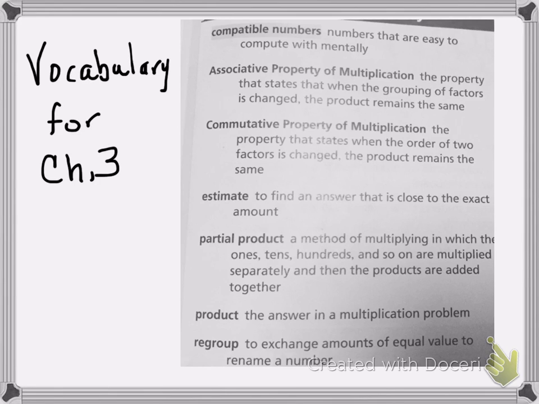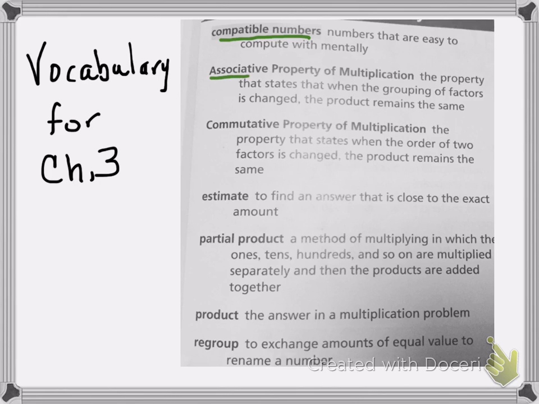All right, boys and girls, here's your vocabulary for Chapter 3. These are some of the words that we're going to want to see in some of your writing as you are explaining your responses. Certainly the concept of compatible numbers. We know these are numbers that are easy to compute mentally. Who's going to compute these mentally? You are. So you're going to choose numbers that you can work easily with to compute mentally, whether that's multiples of 10 or how you take apart a factor into its two addends. It needs to be a compatible number that you feel comfortable working with.